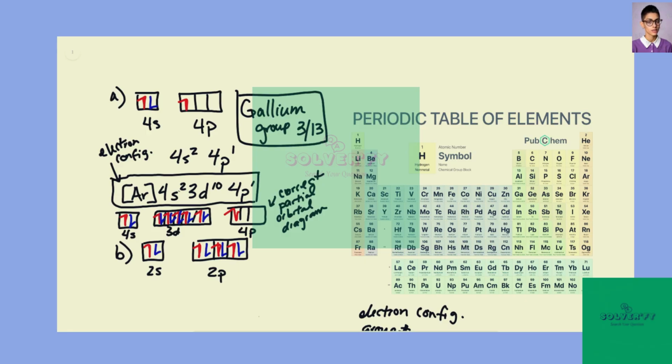All right, so moving on to B, this partial orbital diagram is correct. Figuring out what element this is, it's got a full p, so we're looking at a noble gas here. And so row 2, full p, this is neon.